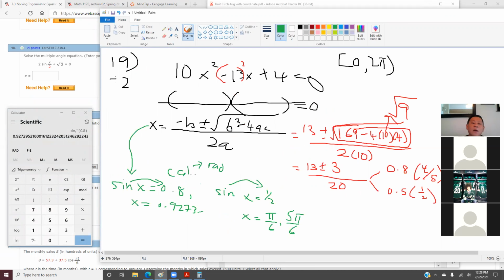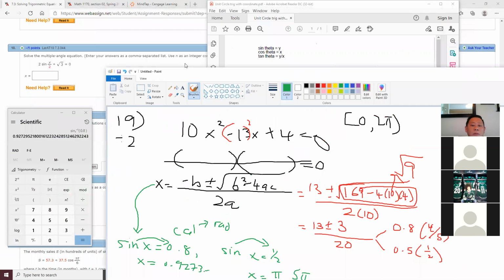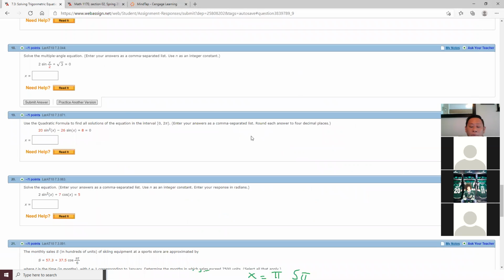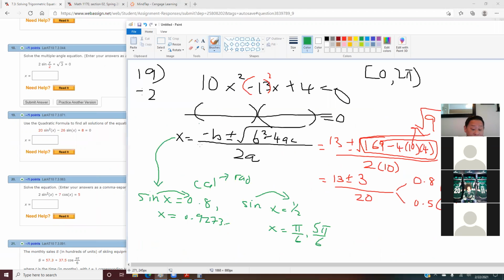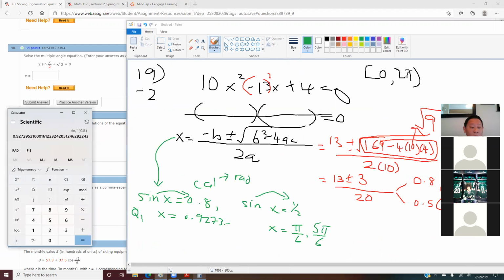However, I think this one, how many decimal places? 4 decimal places. Yep, I did 4. So however, as you guys remember, sine is positive in quadrant 1, which is what your calculator gives you, and also positive in quadrant what? 2. So how do you figure out this number in quadrant 2?